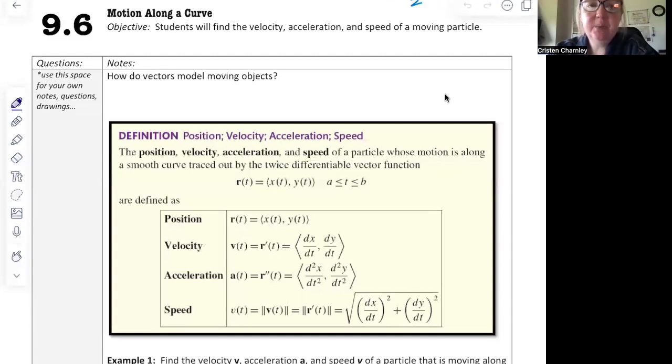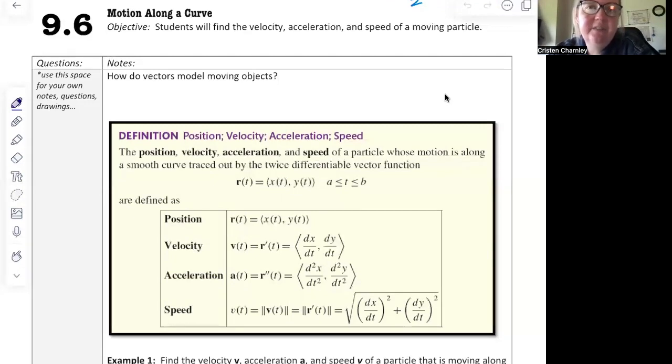This is section 9.6, motion along a curve. Students will find the velocity, acceleration, and speed of a moving particle, particularly using vector notation. So how do vectors model moving objects? And that's what we'll look at today. Position, velocity, acceleration, and speed.